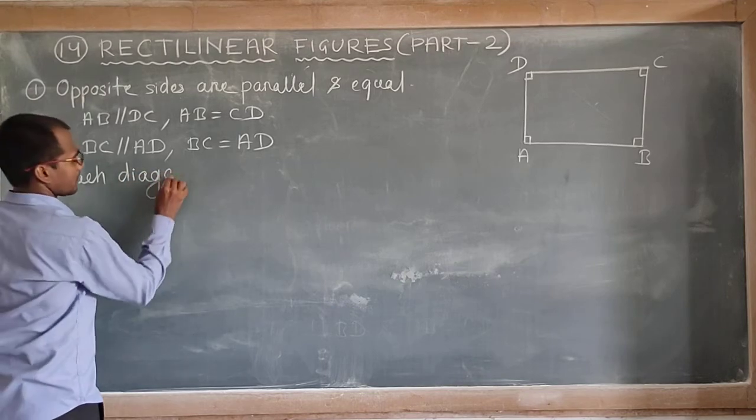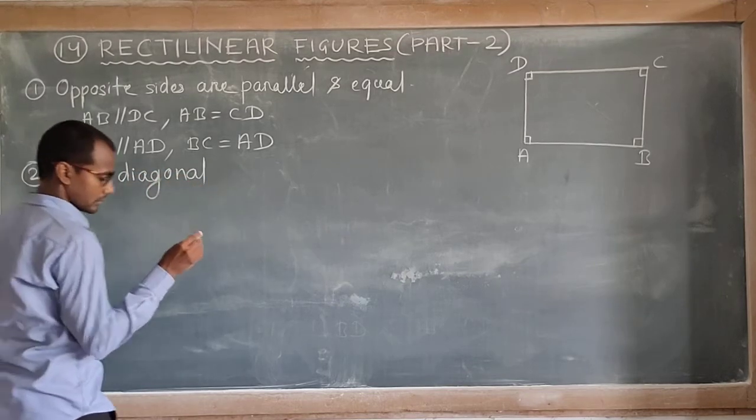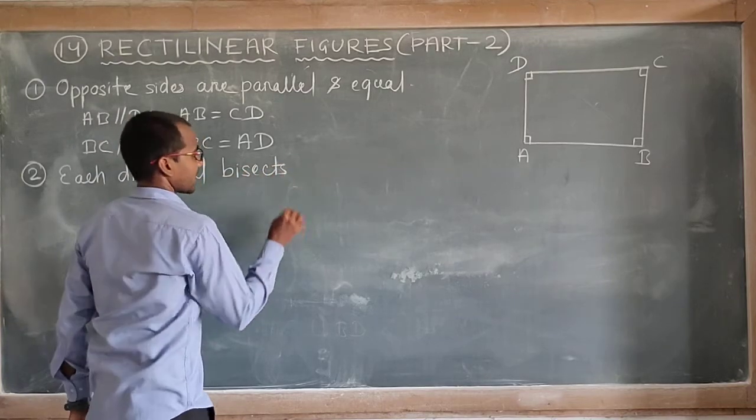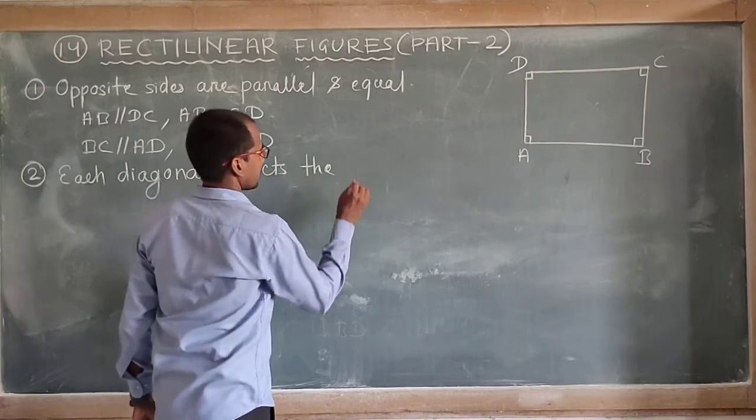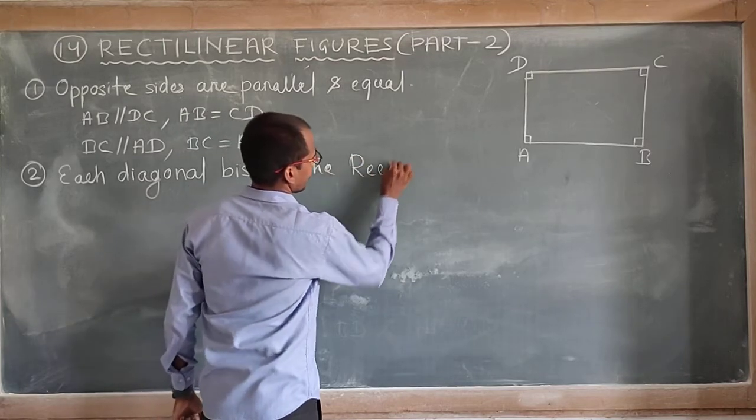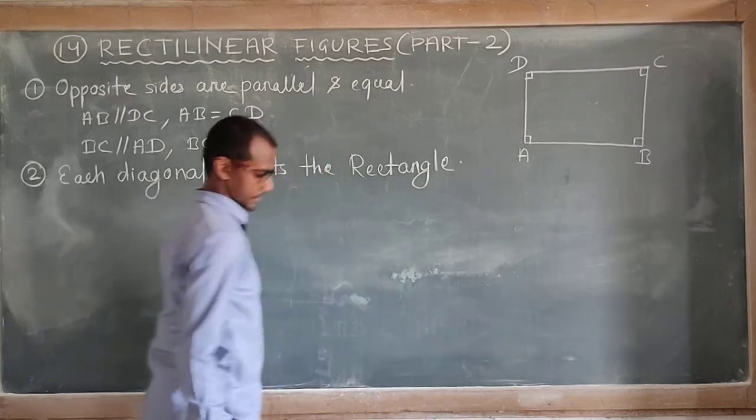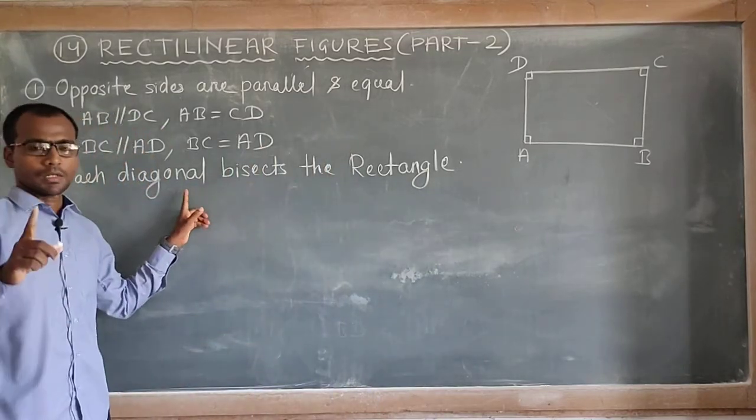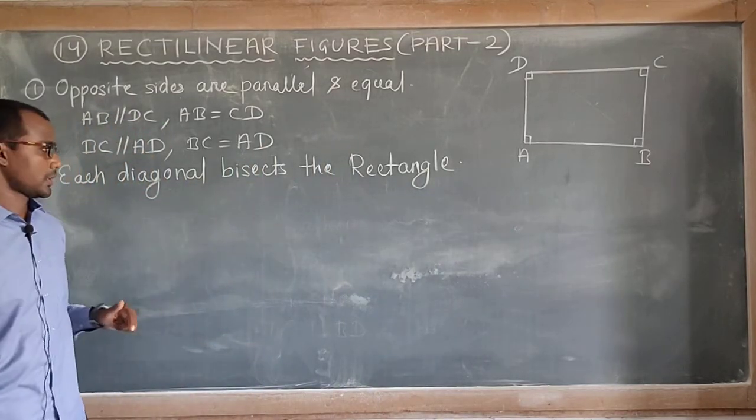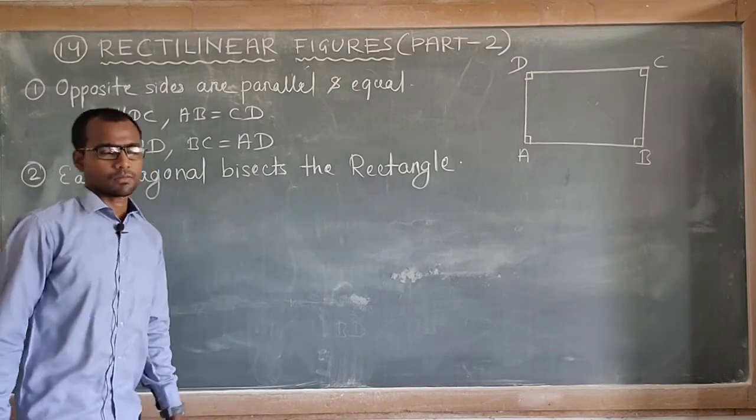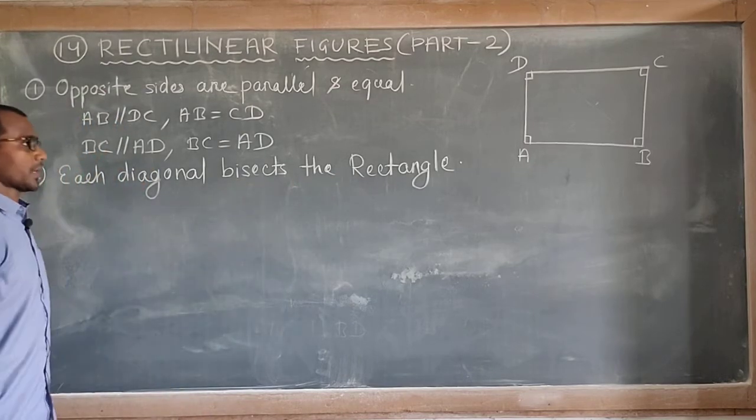Each diagonal bisects the rectangle. This property was in trapezium also. I have already explained what is the meaning of bisecting a rectangle. It means it will form two congruent triangles.